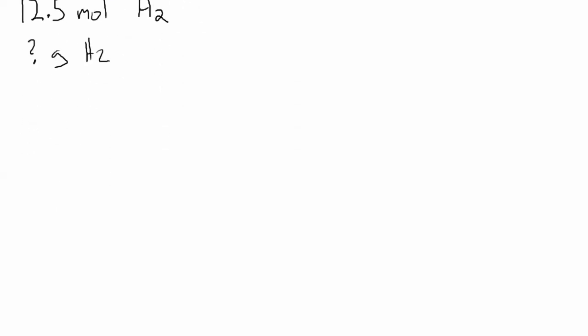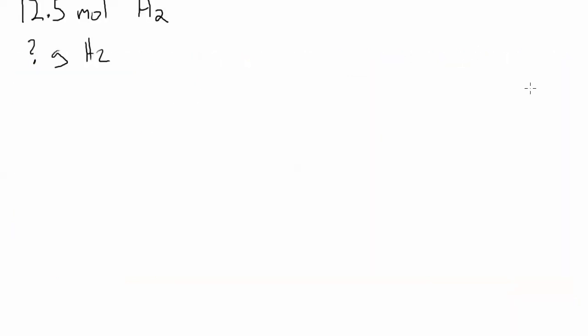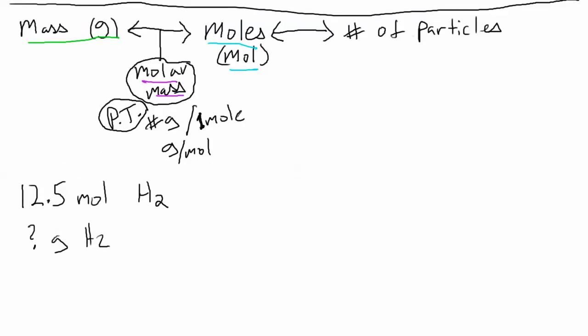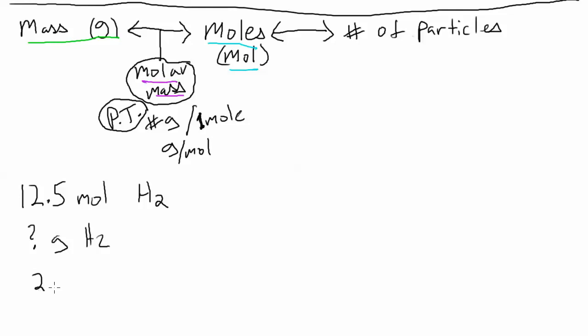So I'm going to go down to the periodic table. Here it is. Two decimal places is fine. So 1.01 is what we're going to use for hydrogen. But it's hydrogen, and hydrogen is H2. So it's not 1.01, it's 1.01 times 2. It's two 1.01s because there are two hydrogens. So the molar mass of hydrogen is 2.02 grams per mole.